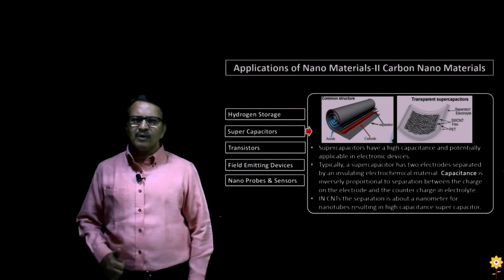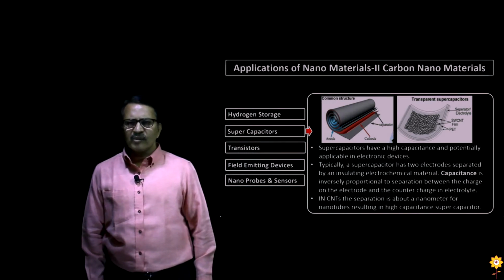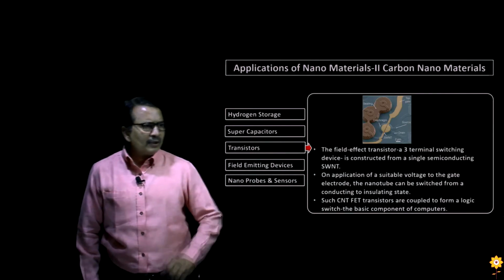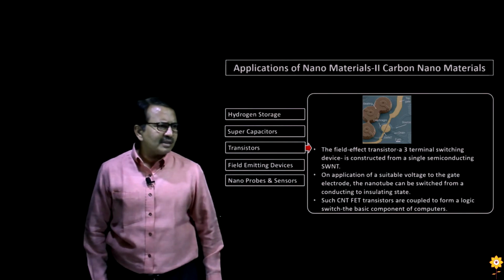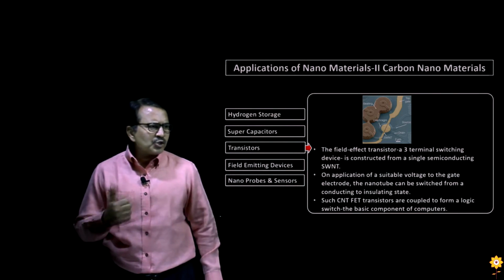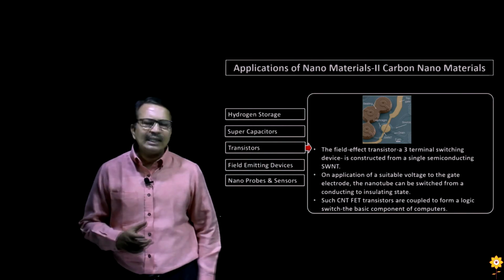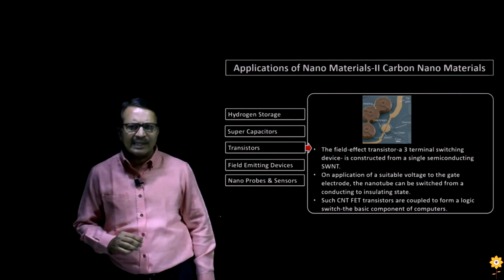One of the most important applications of a carbon nanotube is the formation of a field effect transistor. The field effect transistor is a 3-terminal device, and it is a switching device, and it is constructed from a single semiconducting single wall nanotube. So, here we will be using SWNTs.